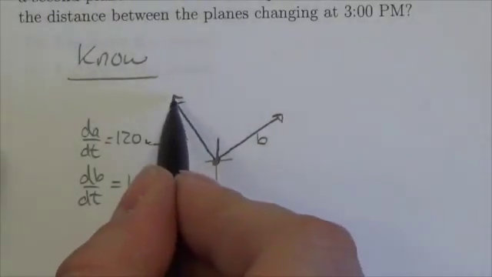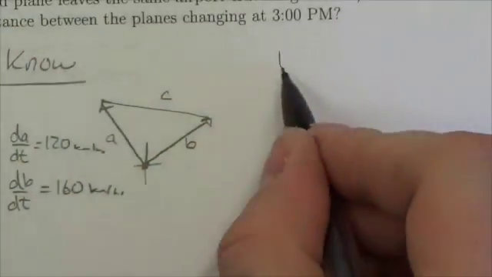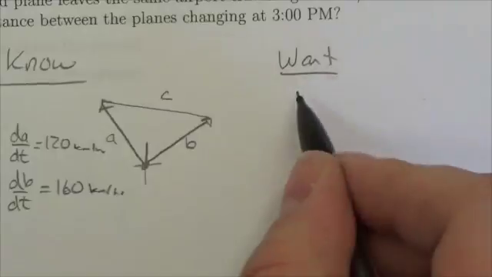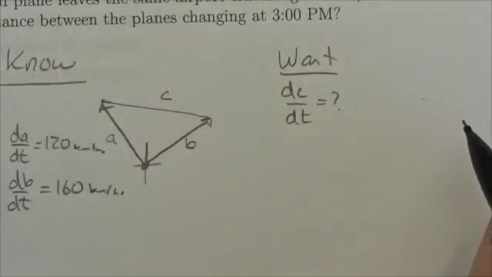So then we're going to have this line connecting them. This is going to be C. What I want is dC by dt. I want to know how fast the distance between those planes is changing.